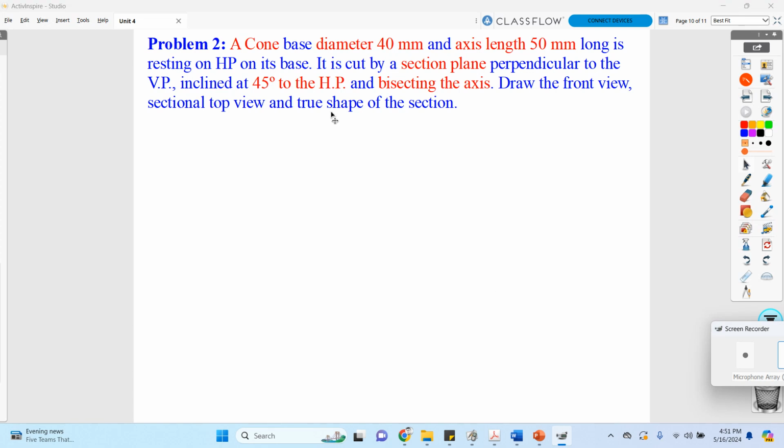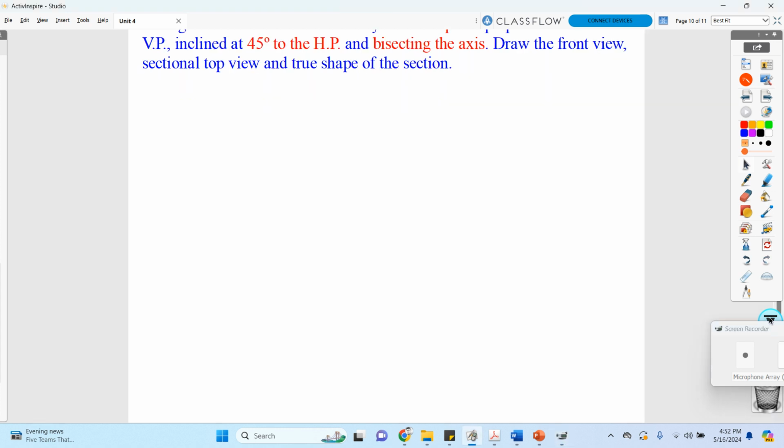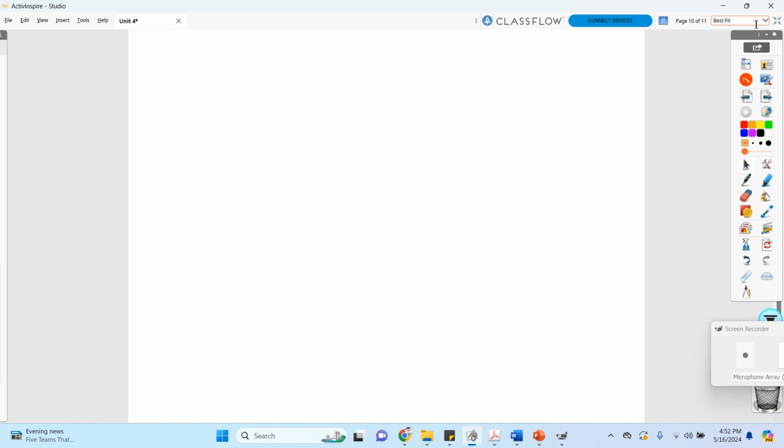So in this problem, they clearly represented a cone of base diameter 40 mm, axis length 50 mm long, resting on HP on its base. It is cut by a section plane perpendicular to the VP, inclined at 45 degrees to HP and bisecting the axis. Draw the front view, sectional top view, and they have also asked for the true shape of the section.